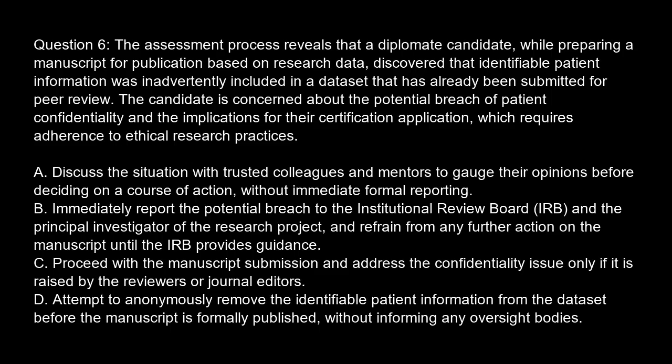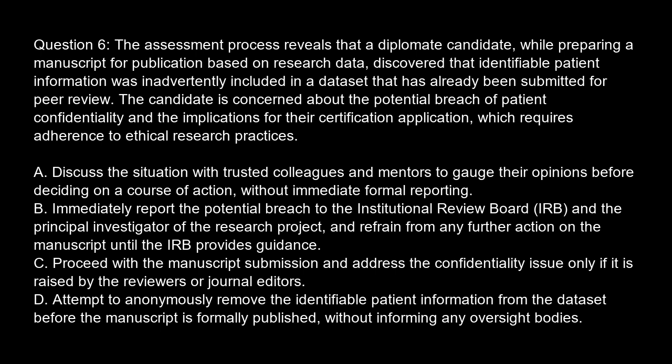Question 6. The assessment process reveals that a diplomate candidate, while preparing a manuscript for publication based on research data, discovered that identifiable patient information was inadvertently included in a dataset that has already been submitted for peer review. The candidate is concerned about the potential breach of patient confidentiality and the implications for their certification application, which requires adherence to ethical research practices.